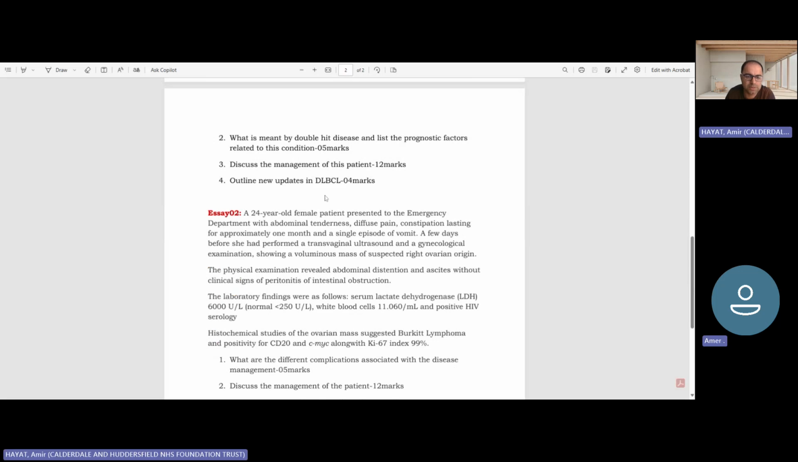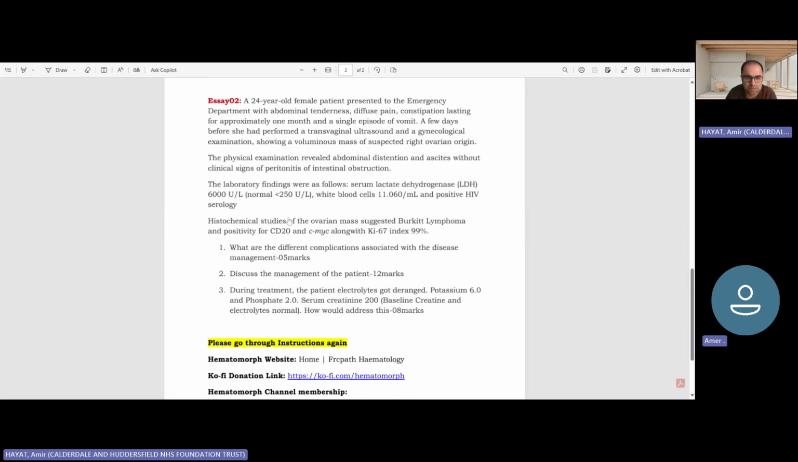Then outline new updates in DLBCL. This is an era of bispecifics. Mention the two bispecifics that are now approved and widely used, glofitamab and epcoritamab. Also mention CAR-T, which is second line in DLBCL, and mention the LOTIS trial as well, loncastuximab, which is newly approved for DLBCL.